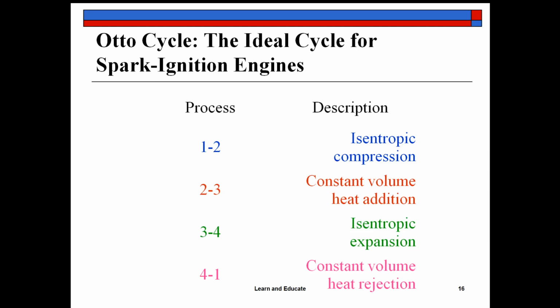So there are four processes, two constant volume. Constant volume process is also known as isochoric process. So there are two constant volume processes and two isentropic processes. What do you mean by isentropic process? That is, entropy remains constant. Similar to isochoric, where isochoric means constant volume, isentropic means entropy constant. So an isentropic process is a reversible process, obviously, as well as adiabatic. There is no heat transfer between the system and the surroundings. Adiabatic means there is no heat transfer. So reversible as well as adiabatic.